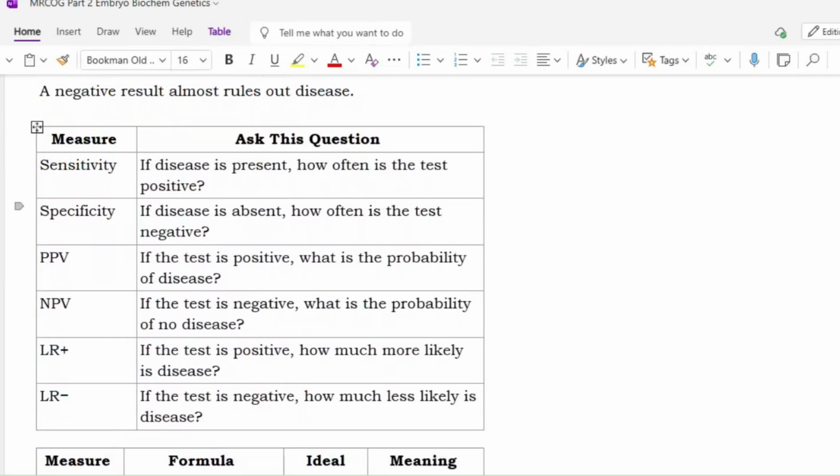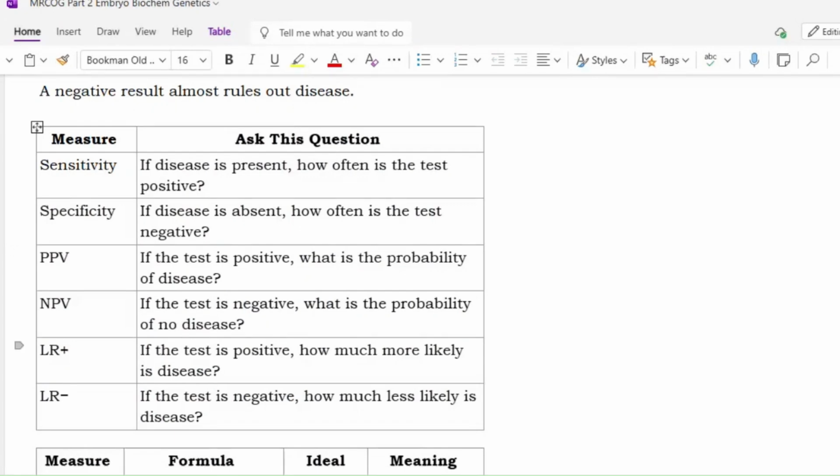Specificity: if the disease is absent, how often is the test negative? That is the specificity. Positive predictive value: if the test is positive, what is the probability of the disease? Then if the test is negative, what is the probability of no disease? That is the negative predictive value.